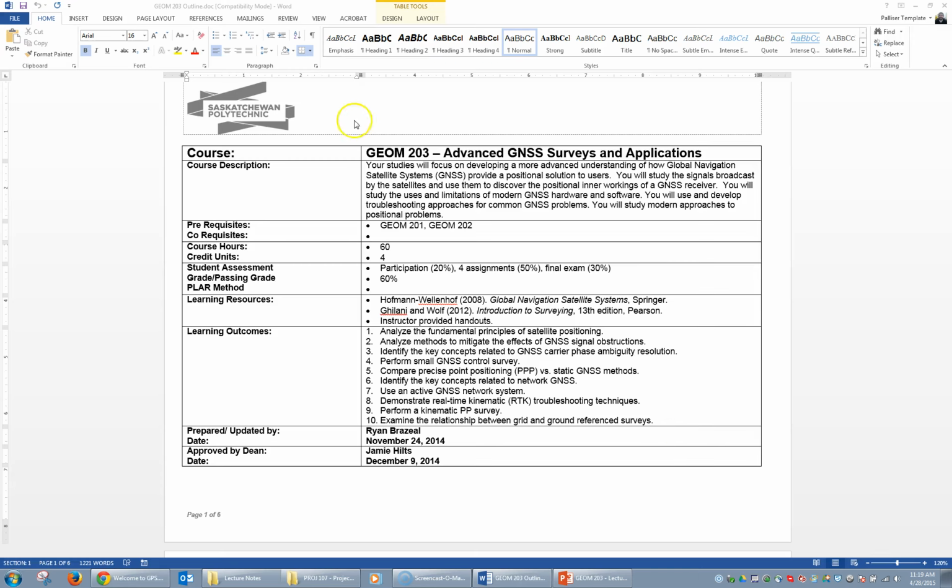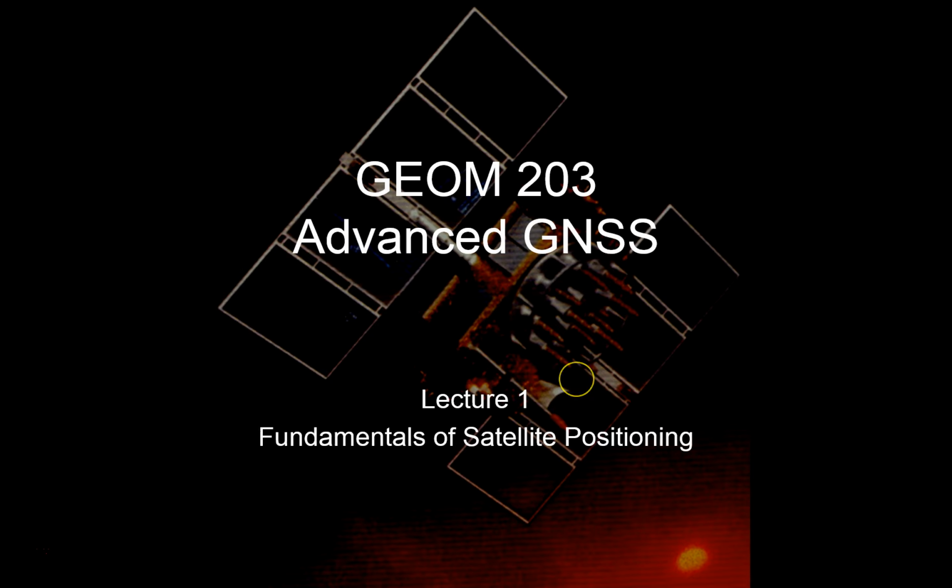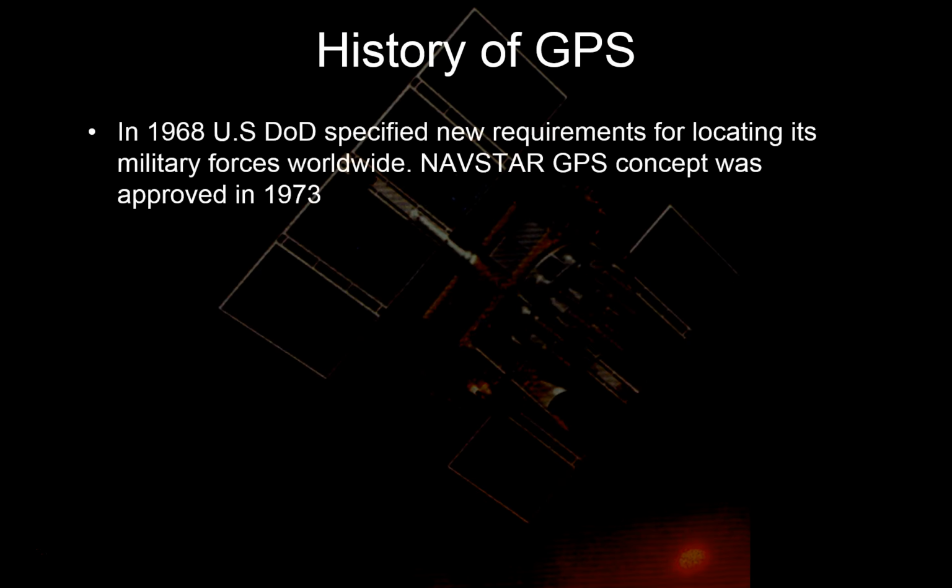So that's the synopsis of the course, and today we're going to jump right into lecture number 1, which is looking at the fundamentals of satellite positioning. So quick first, we're going to go through the history of GPS. So in 1968, the United States Department of Defense. That's what DoD stands for.